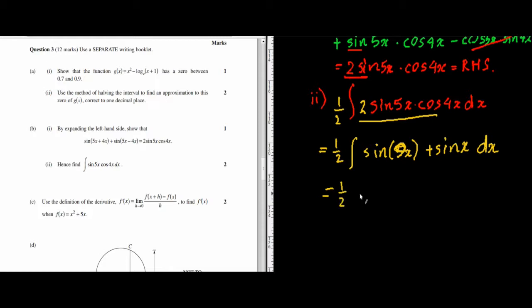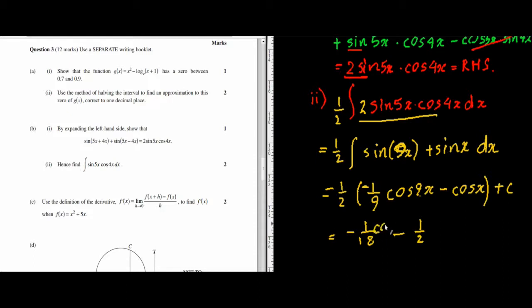You can do it straight away, but what we're going to end up with is, for the first term, 1 on 9 cos 9x. But remember, when I differentiate cos, I get a negative sine, so this must be a negative. And then the next one is just negative cos x plus c. Now I guess you can simplify this a bit more, going minus 1 on 18 cos 9x minus half cos x, plus c.